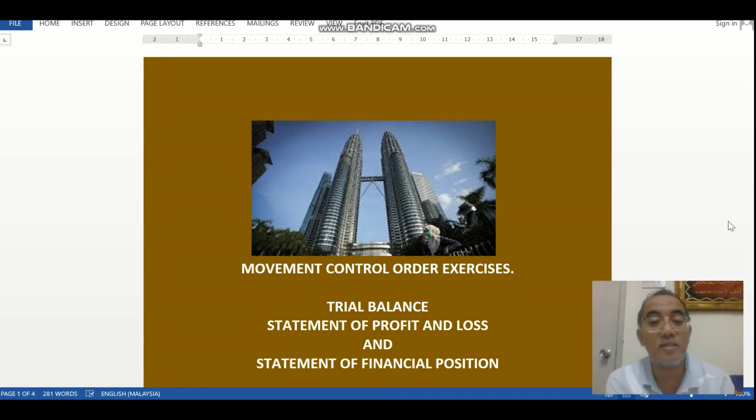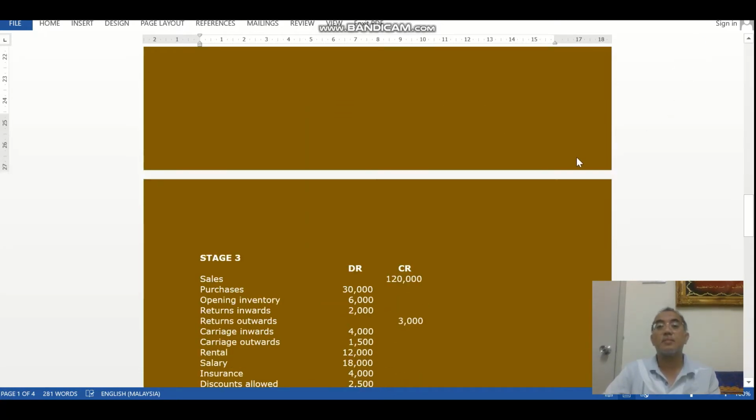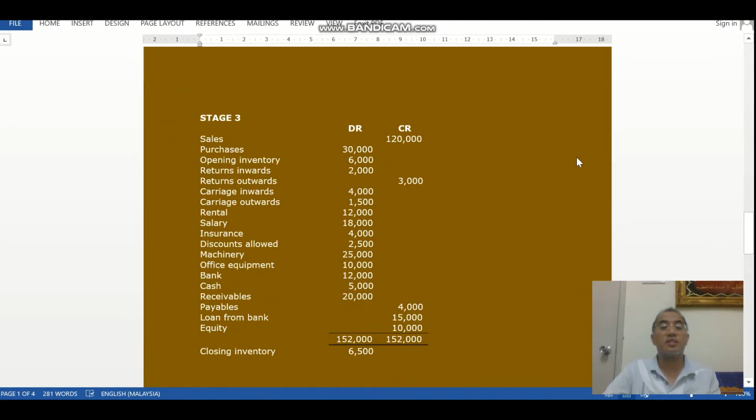Assalamualaikum, and again we continue from our previous exercise, that is the trial balance. From the trial balance we do the statement of profit and loss and the statement of financial position. Now we are in stage 3, so there will be some more items that I put in. Okay, so let us look at the question. This is the question, stage 3.